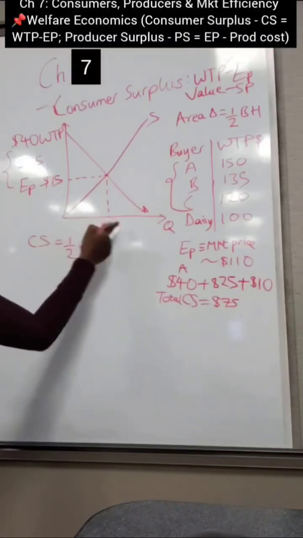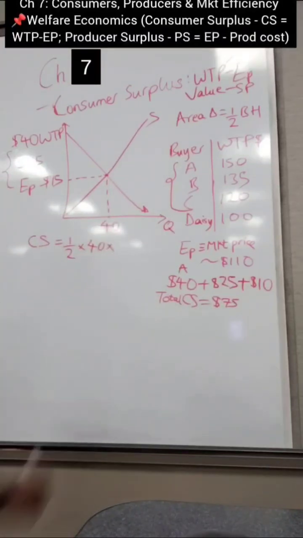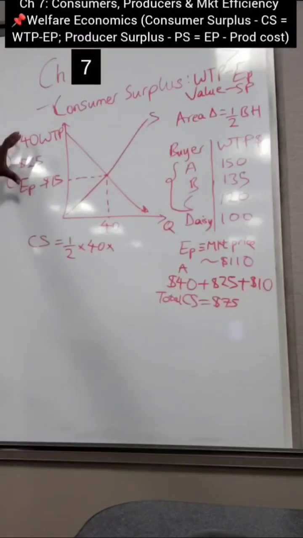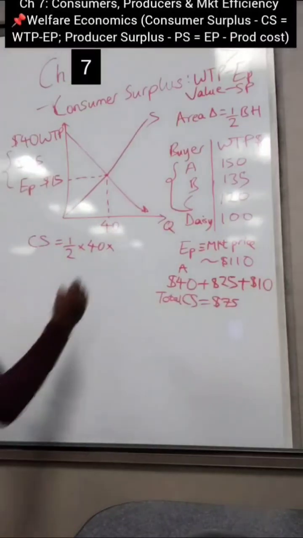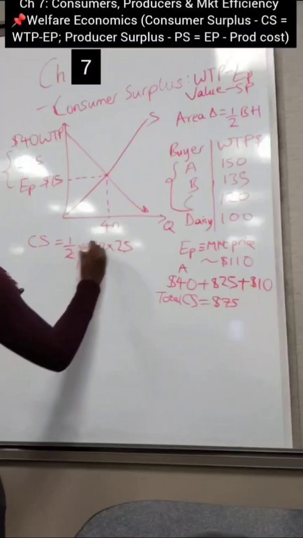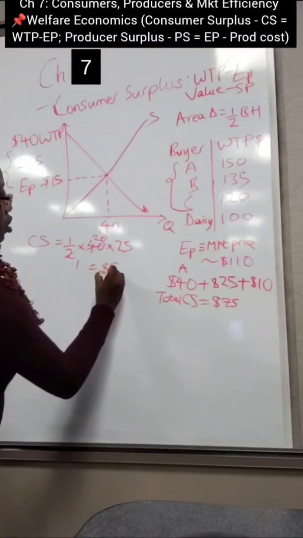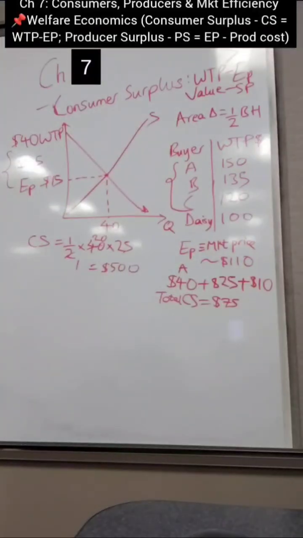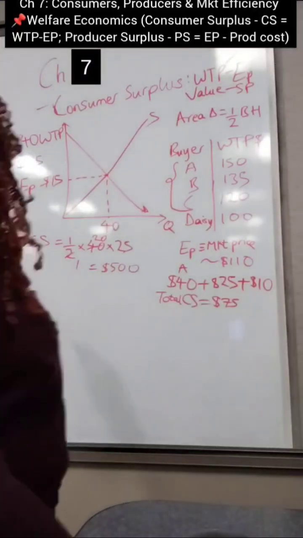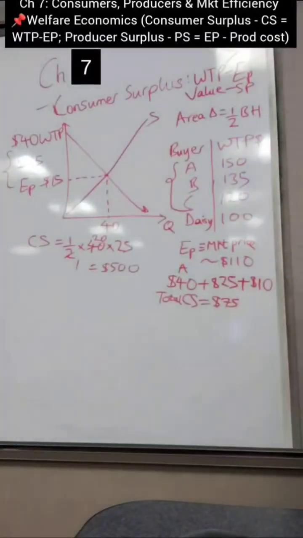So therefore, your consumer surplus in terms of calculation is going to be half. The base is how much quantity is sold. Half times 40. And then the height is going to be the difference in the price, the willingness to pay, and the equilibrium price. So times 25, okay? So 20 times 25, that should give you about $500. I think my math is mathing. Okay, so that is how you calculate consumer surplus in a very simple illustration.